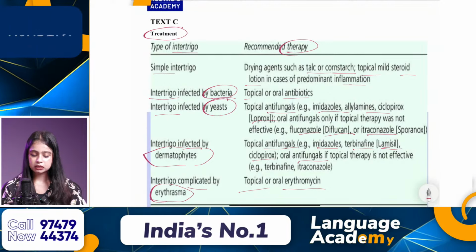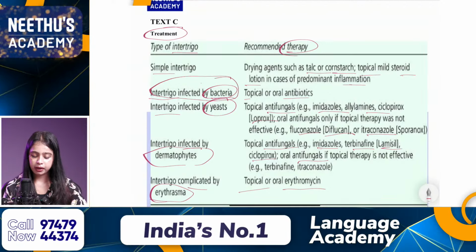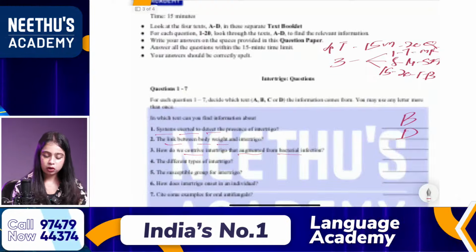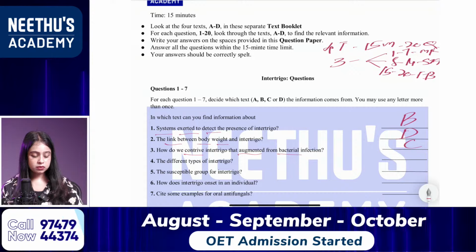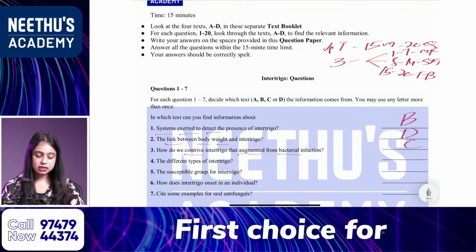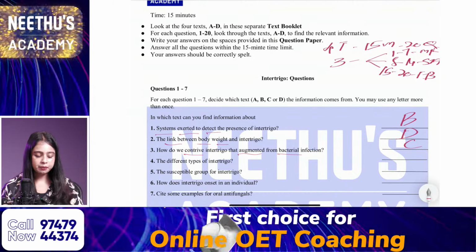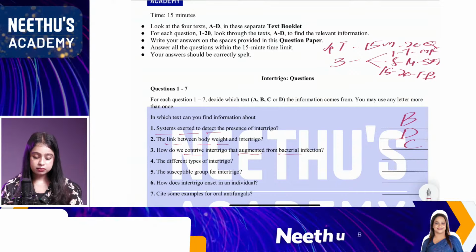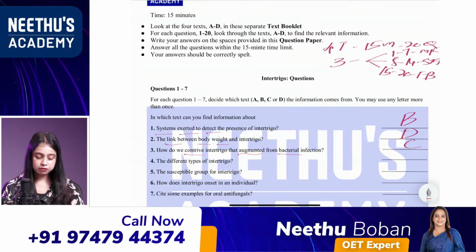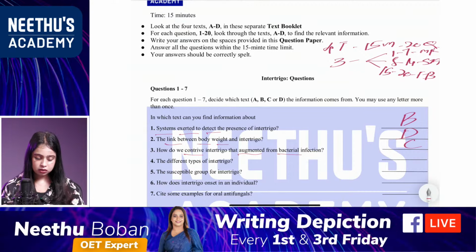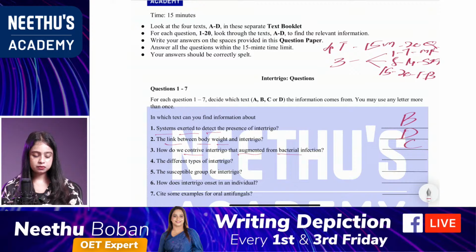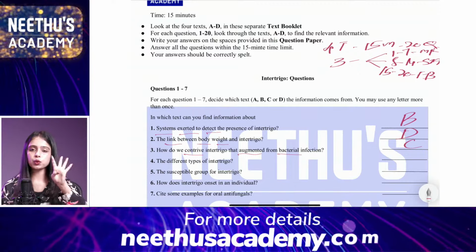See, bacteria, intertrigo infected by bacteria. So that's C. Suji, hi Suji, yeah, third one is from text C. Jinsey, yes, it's from text C. Brincy, yes, text C. Okay, fourth one.